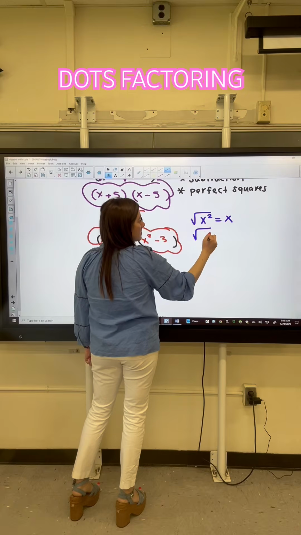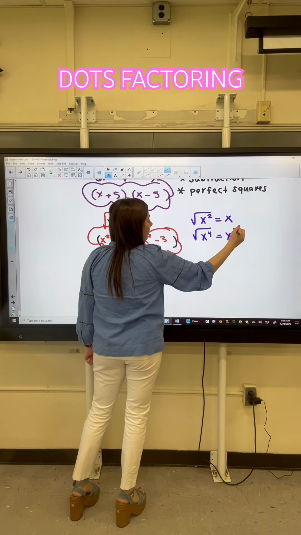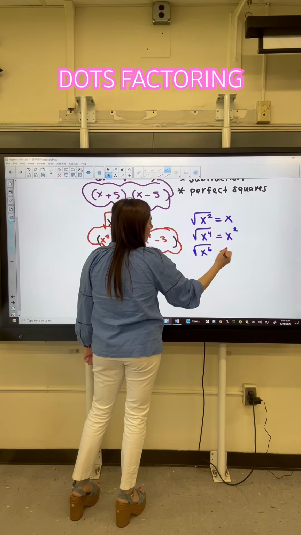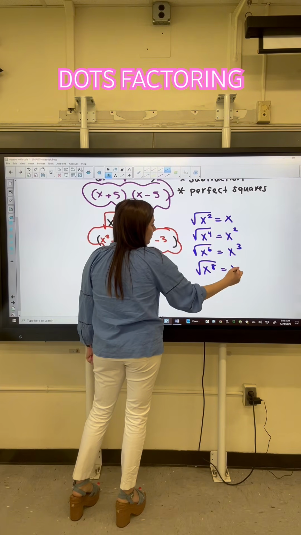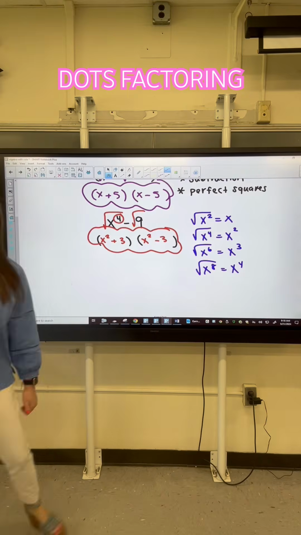So go ahead and watch me take the square root of variables over here. Square root of x to the fourth is x squared. x to the sixth becomes x cubed. So if you notice the pattern, I'm just dividing the exponent by 2. So that's going to be a nice little trick.